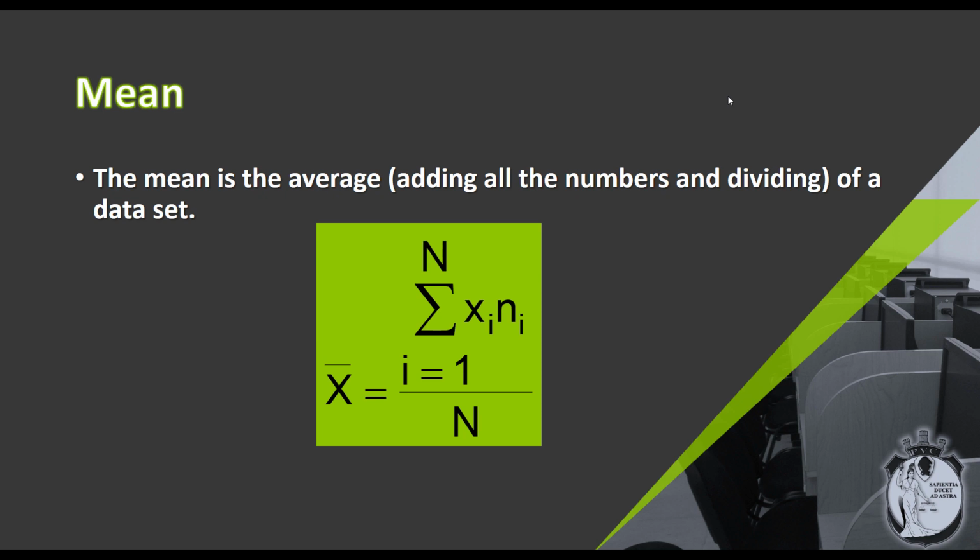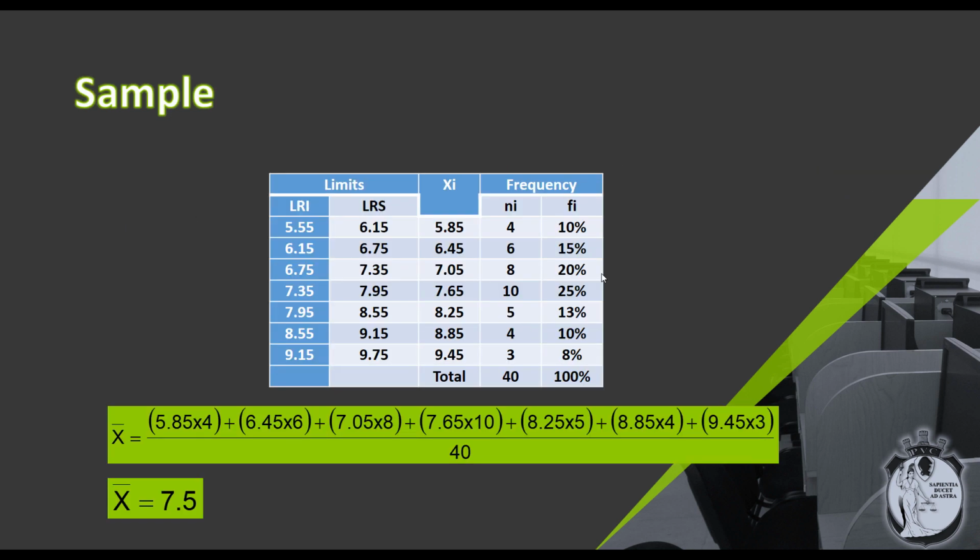The mean is the average. If you remember, you need to add all the numbers and divide by the total number. For grouped data, it's a little different. You need to calculate the multiplications between the class mark and the absolute frequency, sum that, and divide by the total.